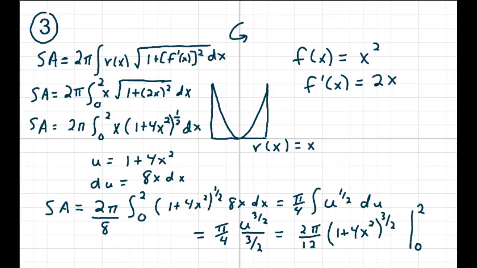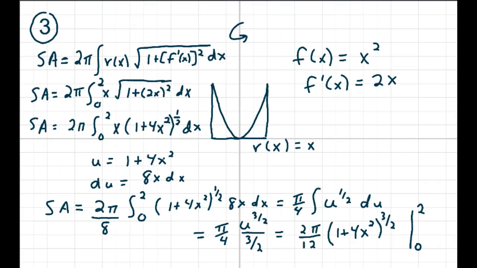Problem 3, very nasty integration problem because this can be done by hand. So f of x is equal to x squared, which means the derivative is 2x. We take a look at the radius of that spinning object, and we see, since it's going around the y-axis, r of x is simply x, just like if this were a shell method.